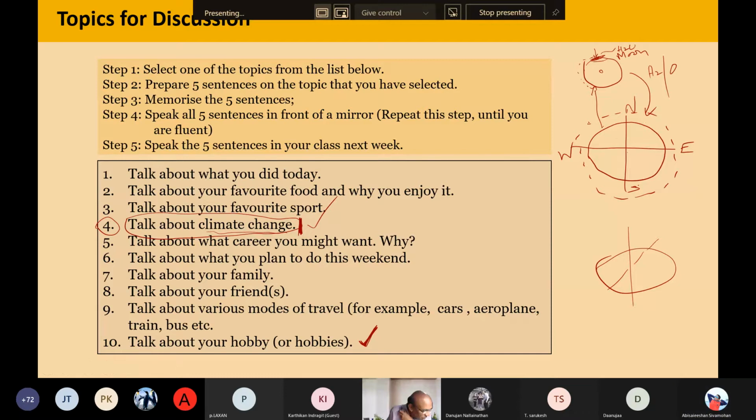So next time we're going to talk about climate change, 3 slides, or 1 slide or sentences, okay? Everybody who puts up your hand, please participate so that I can hear you and I can help you.